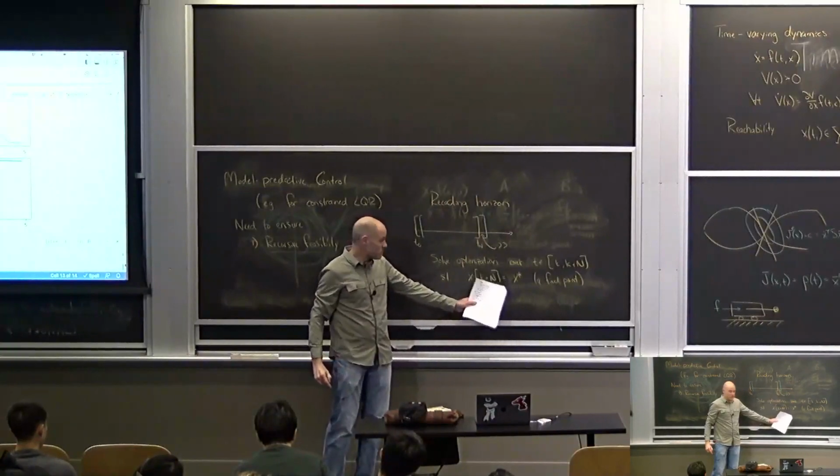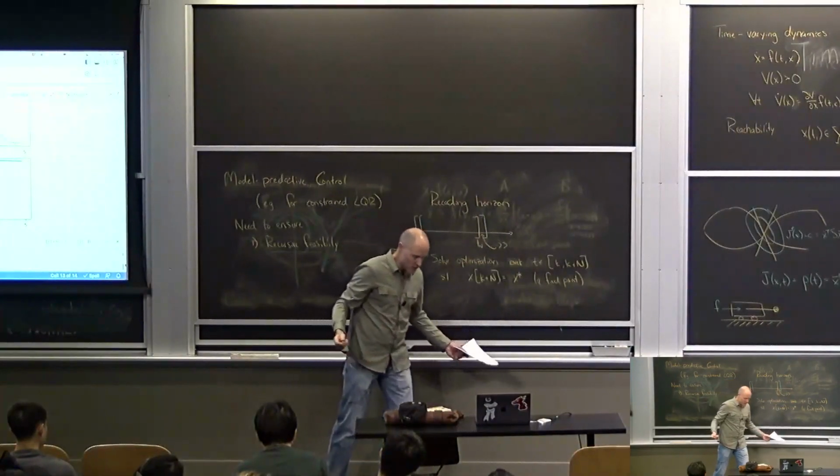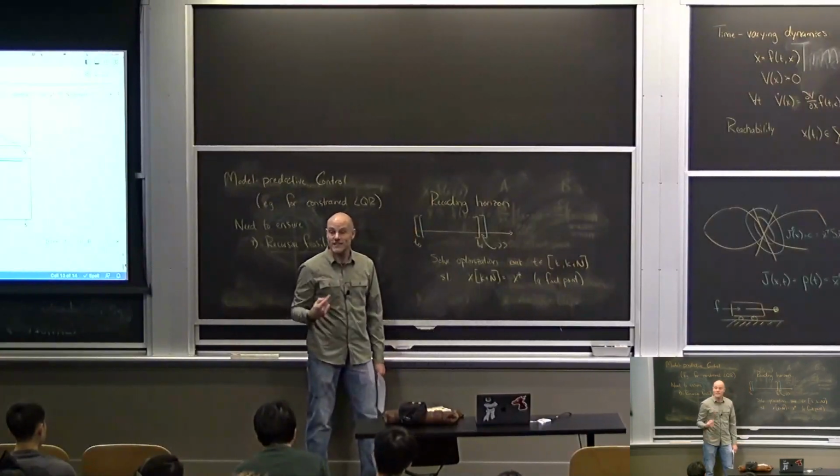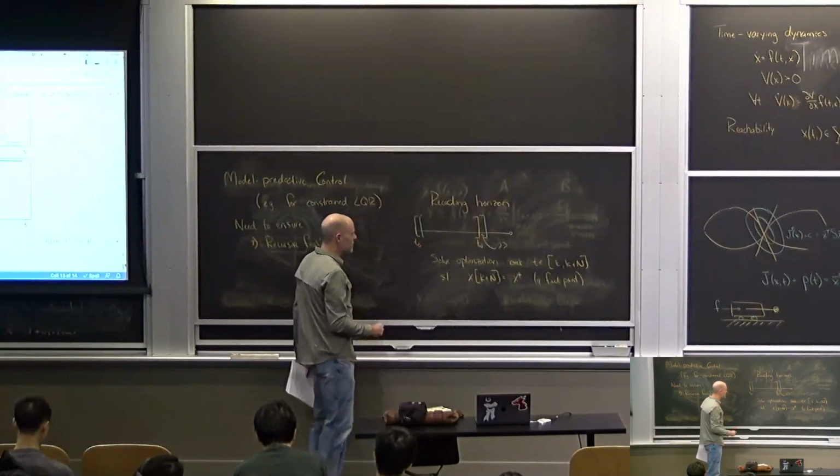This is potentially a lot to ask. You might not be able to get to a fixed point in 10 seconds, but if you can achieve this, then you can easily guarantee recursive feasibility. Okay, so why is that, right?